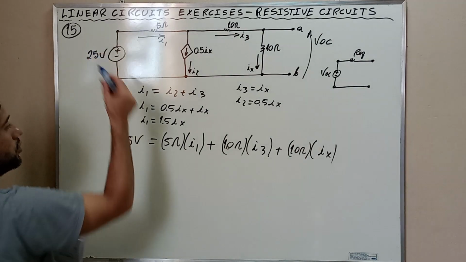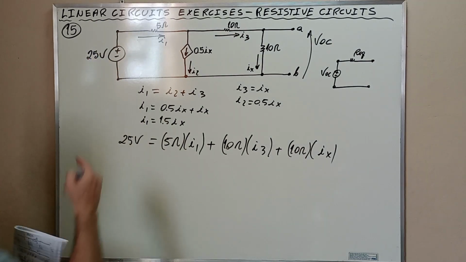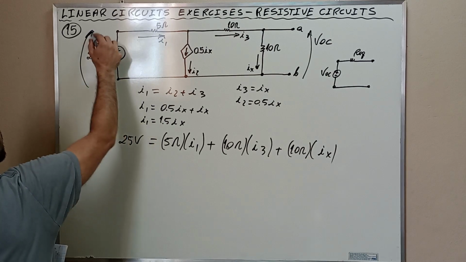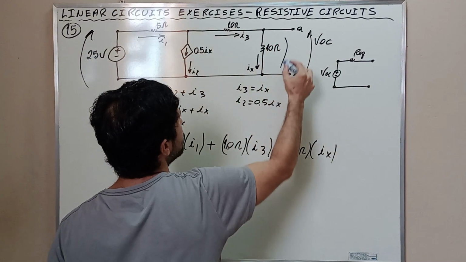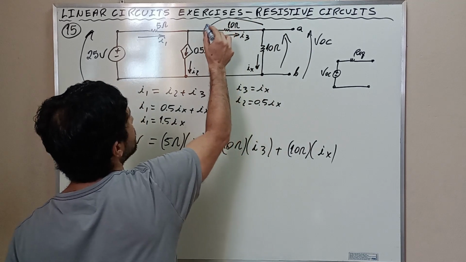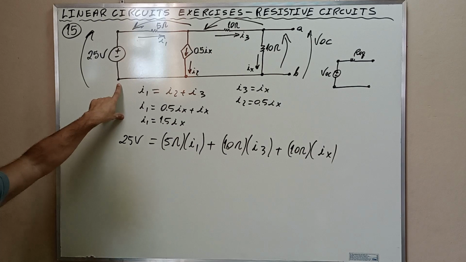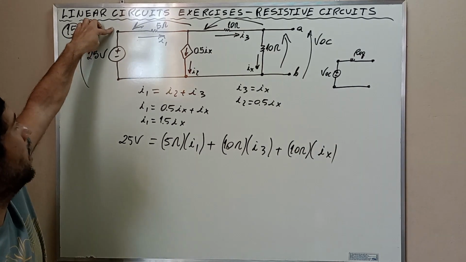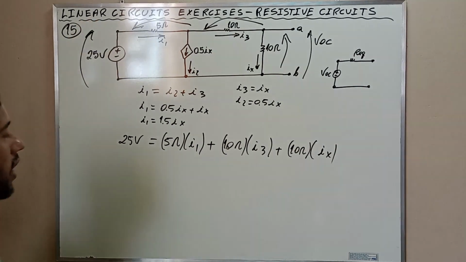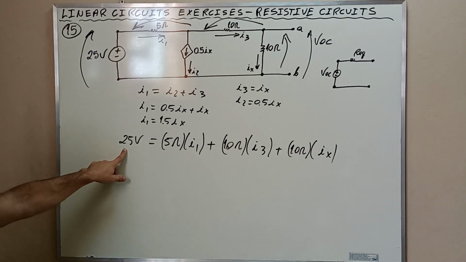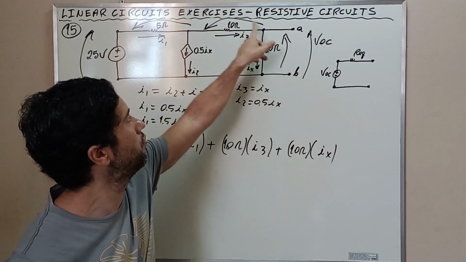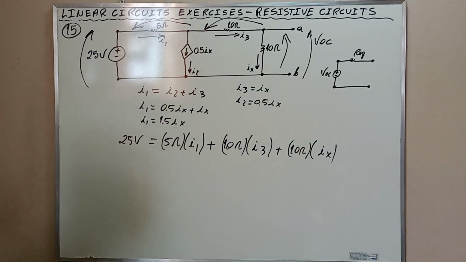So, this voltage here has to be equal to this voltage here, plus this voltage here, plus this voltage here, because they begin at the same reference and end at this node here, okay, my friends? And this is the equation that represents these voltage drops and this voltage rise. Using this equation, we're going to find the value of Ix, okay?